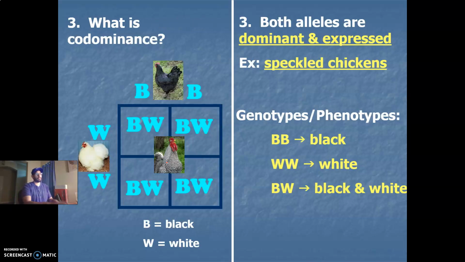So let's review real quick. Incomplete, the traits blend. Neither trait is showing. They blend together. Red and white will make pink. Codominance is that both traits are going to show. It's co. If you are co-owners, you both own the store. If you're co-workers, you're both working. So in this case, we have our white chicken and our black chicken, hen, whatever, and they make speckled. All right, so that's two.